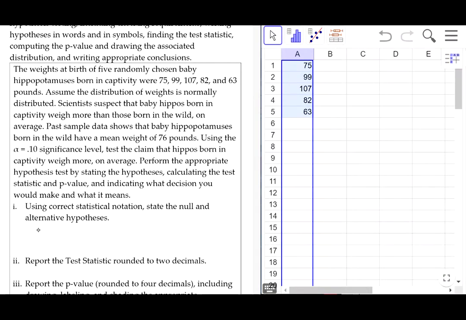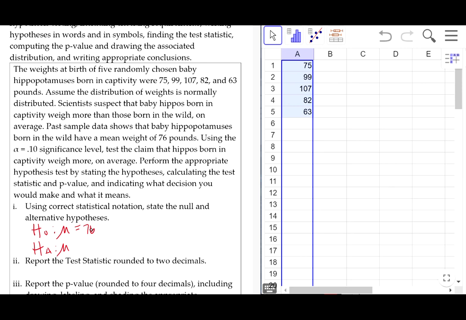So we're going to have a null hypothesis and an alternative hypothesis. These will both be about mu. This is talking about quantitative data, the weight of hippopotamuses, and we're doing a hypothesis test for the mean of all hippopotamuses born in captivity. So the symbol for the population mean is mu. Equal goes in the null hypothesis, and the claim value is the 76 pounds that past sample data has shown is the average for babies born in the wild.